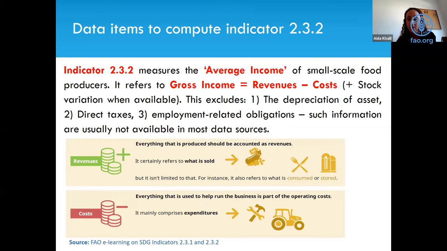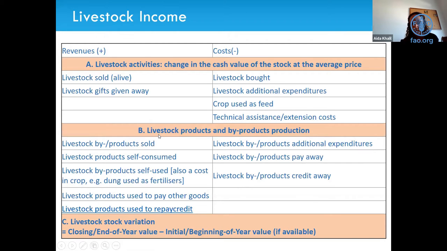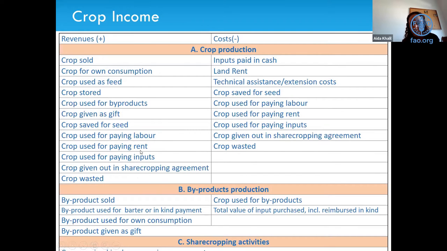Again, in this presentation, I put a recap of the main components of revenues and the main components of costs. I think Naman has already presented these slides and also the next one on other sources of income, so we don't need to see them in detail. What you will notice, and that may look weird, is that you have some components that are both on the revenue side and on the cost side.